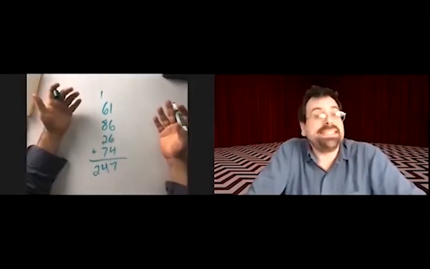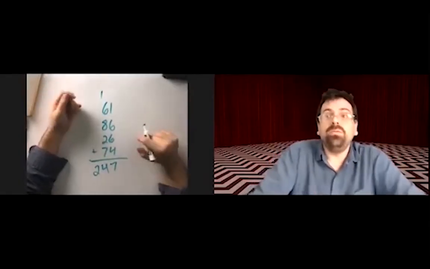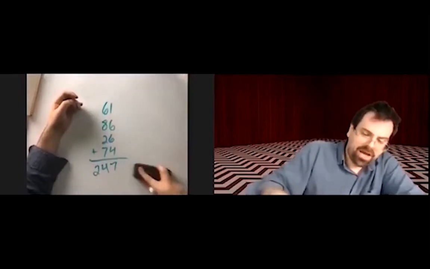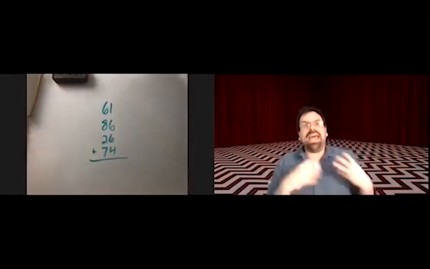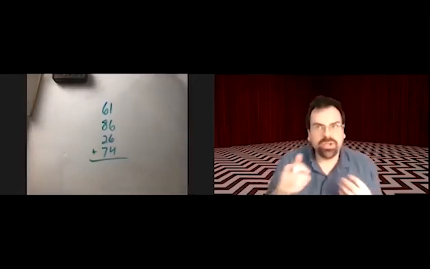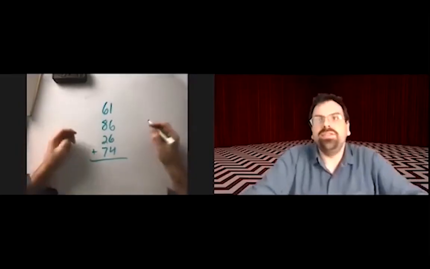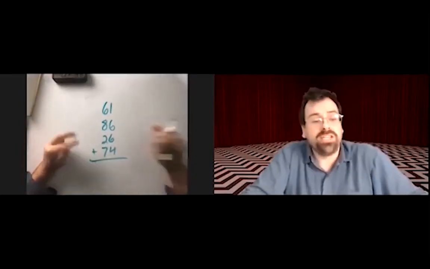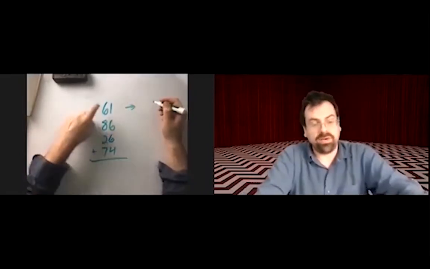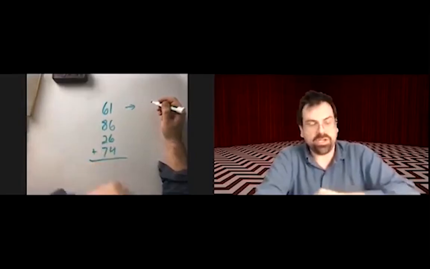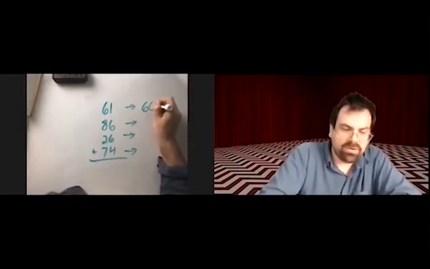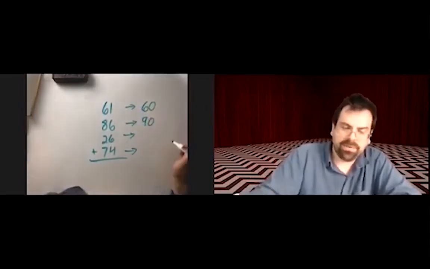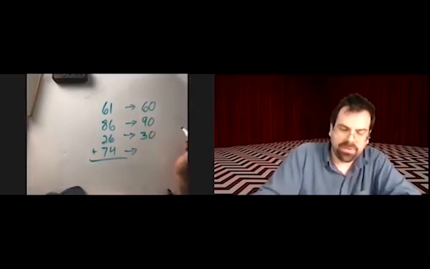What if you just wanted an estimate? Well, we can estimate the sum and not find the answer if we only need an estimate. So if it says estimate, it'll give you some additional information. Estimate the sum, let's do it by rounding each number to the nearest 10. So the nearest 10, we'd be looking at the 1 spot to determine if it rounds up or down. 61 would round down. 86 would round up. 26 would round up. 74 would round down.